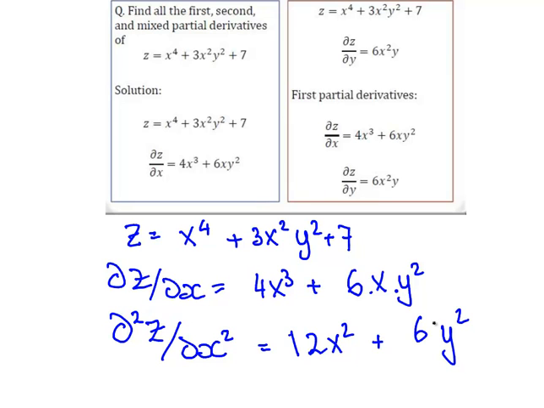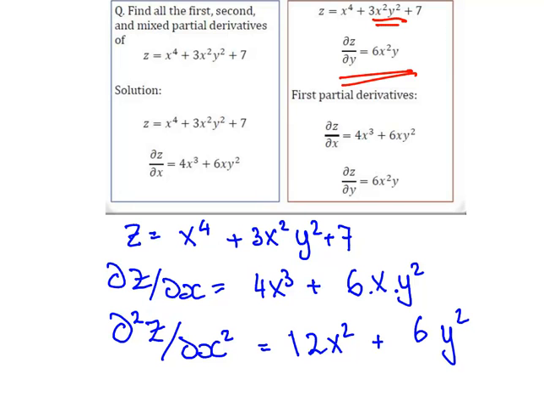So that's the second order partial derivative of z with respect to x. And you can do the same thing here with y. Up here, there's only one term that has a y component in it, the 3x squared y squared. The x to the power 4 is a constant, and 7 is a constant. So we have 6x squared times y. And so those are the first order partial derivatives.